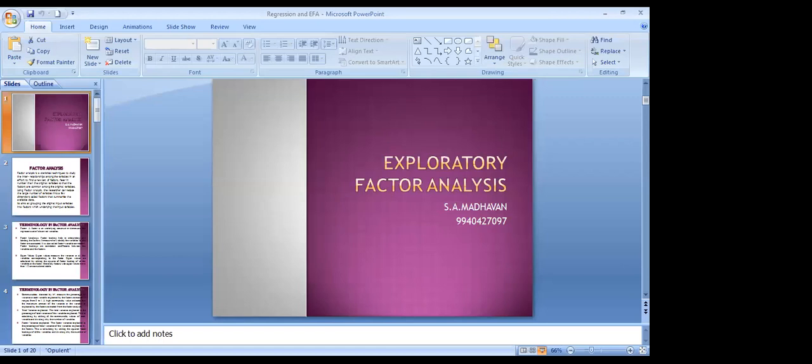Then, there are correlation coefficients between the variable and the factor. Suppose there is one factor, it has 4 or 5 variables grouped. The correlation coefficient between each and every variable with the factor is called factor loading. Again, factor loading refers to the correlation coefficient between individual variables and the group leader. That is called a factor.